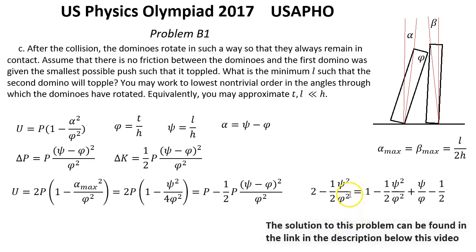Now, after cancelling the quadratic members from the right and left side, and using the relations that psi equals L over H and phi equals t over h, we can find that the critical L will be equal to 3 over 2 t. It means that if L is less than this 3 over 2 t, the right domino will not flip over. If it's greater, it will flip over. So that's the solution for question C in problem B1.